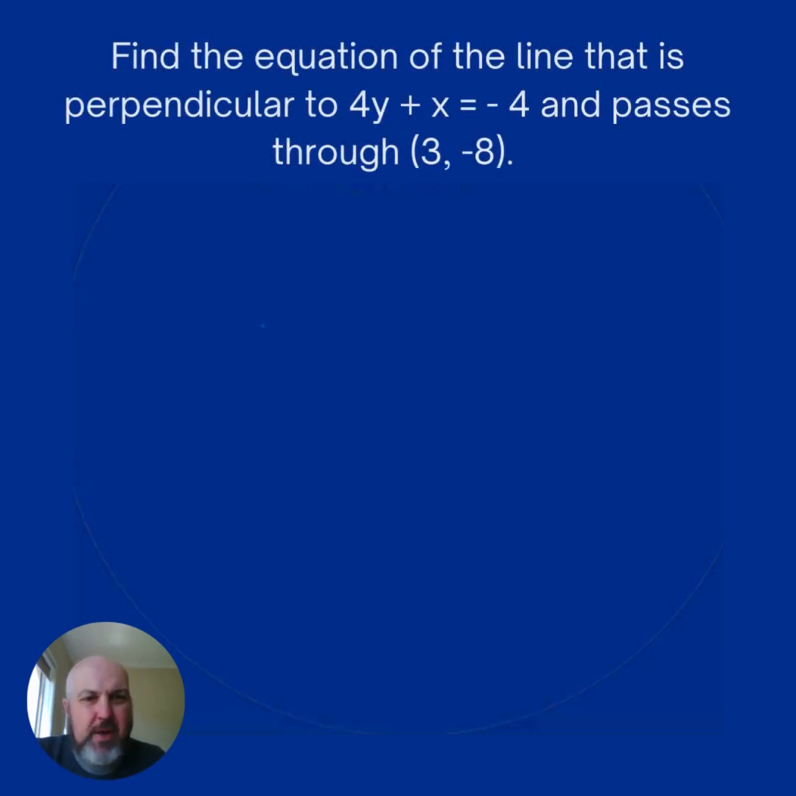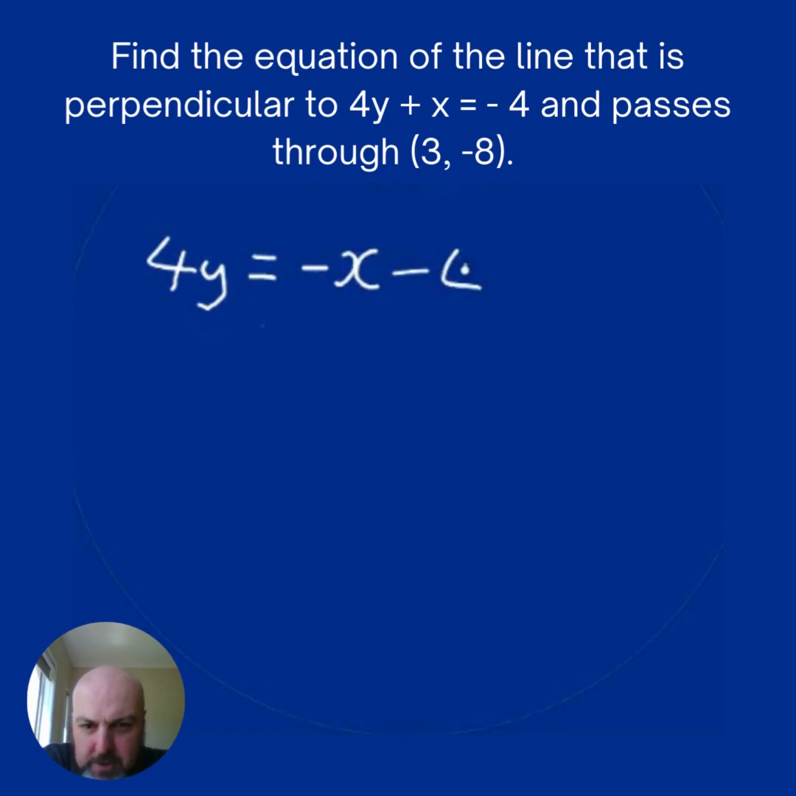All right. This one says find the equation of a line that is perpendicular to 4y plus x minus 4 and passes through 3, negative 8. All right, well, the first thing is this equation is not in the y equals mx plus c format, which we want. Two steps to get there. I'm going to minus x across the other side. So this is going to be 4y equals minus x, minus 4. And of course, the other thing I should do is label the coordinate x and y.